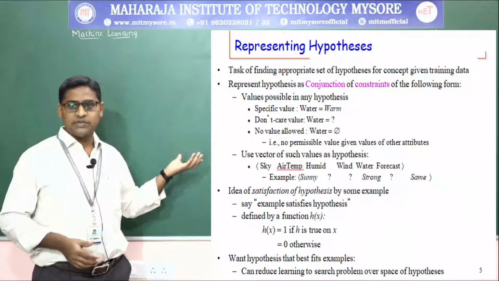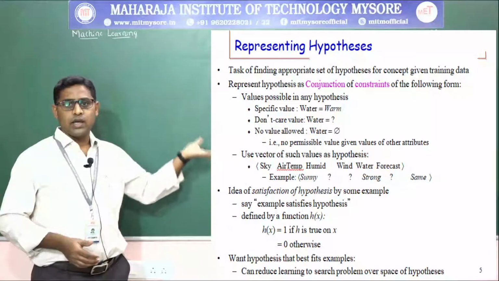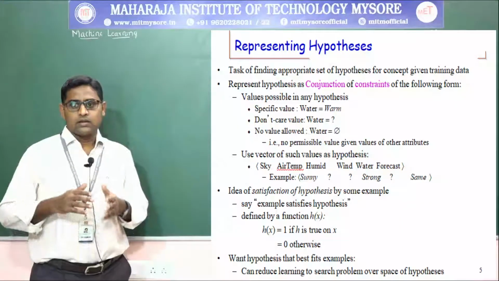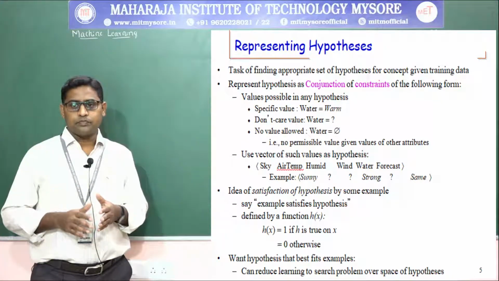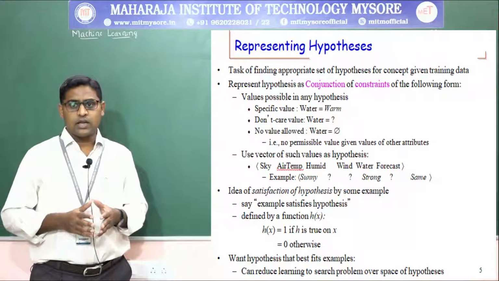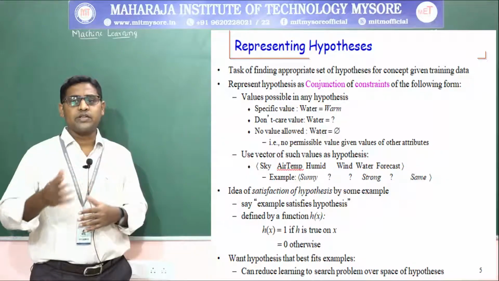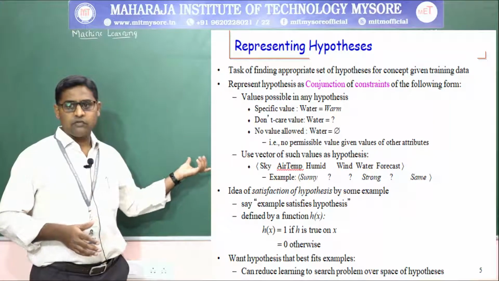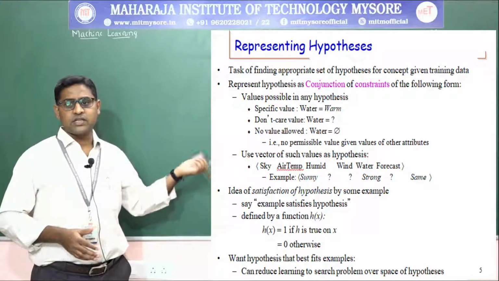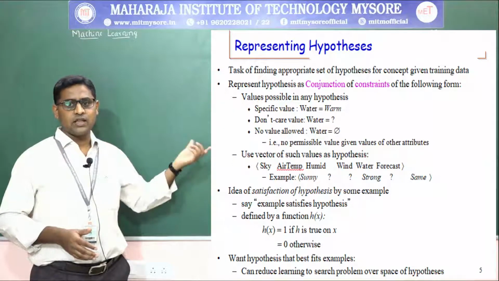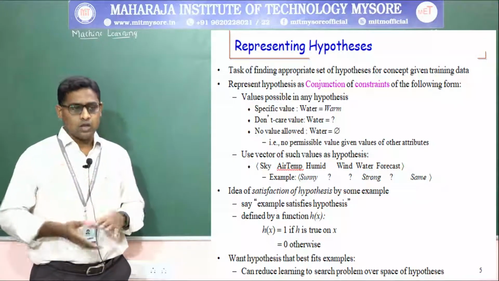Then strong is a specific value, again question mark symbol, again same is a specific value. Then here we have a satisfaction hypothesis, that is nothing but an example which satisfies the hypothesis, defined as a function h of x. So h of x is equal to 1 means if h of x is true on x, then it satisfies. Otherwise if it is 0, then it is not satisfied.